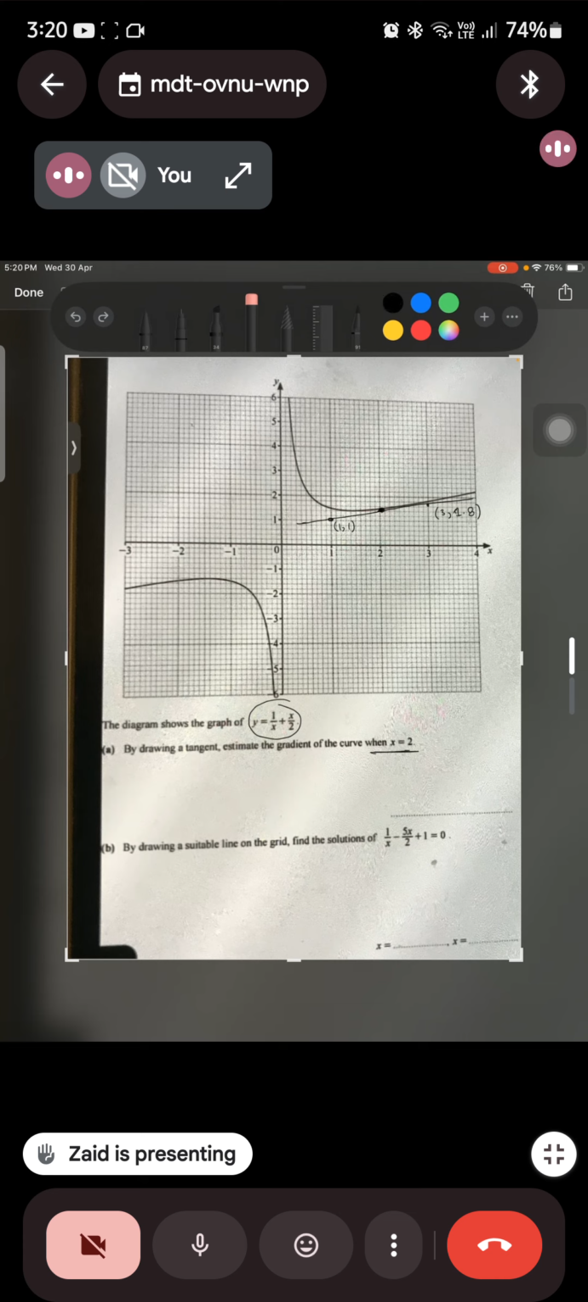Okay. Now the most important thing is part 2. Part 2 is a 3 marker, and you are being asked to draw a suitable line and find the solution. And this is just for 3 marks, but the working is quite big. And I'll show you how to solve this. It's not difficult at all.